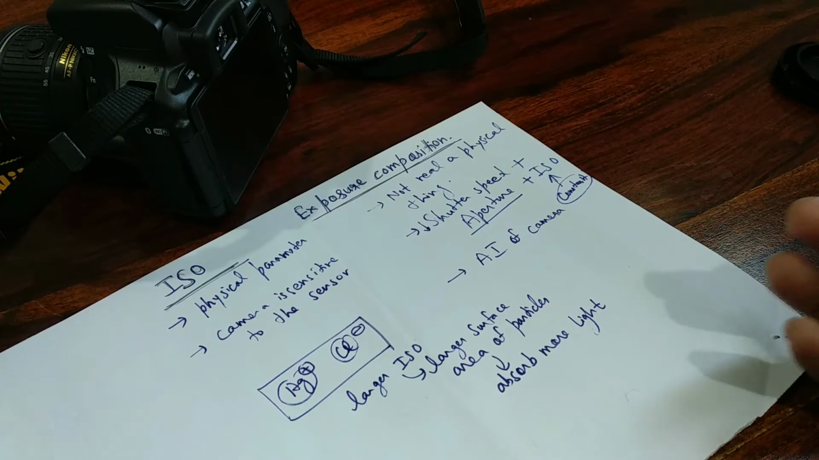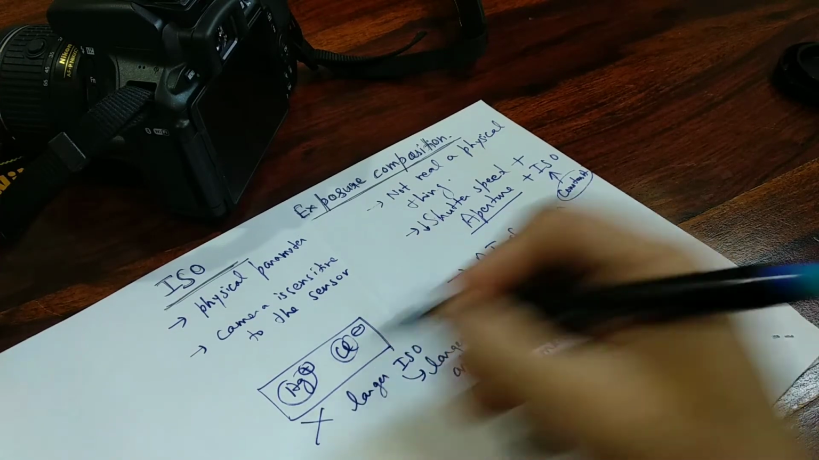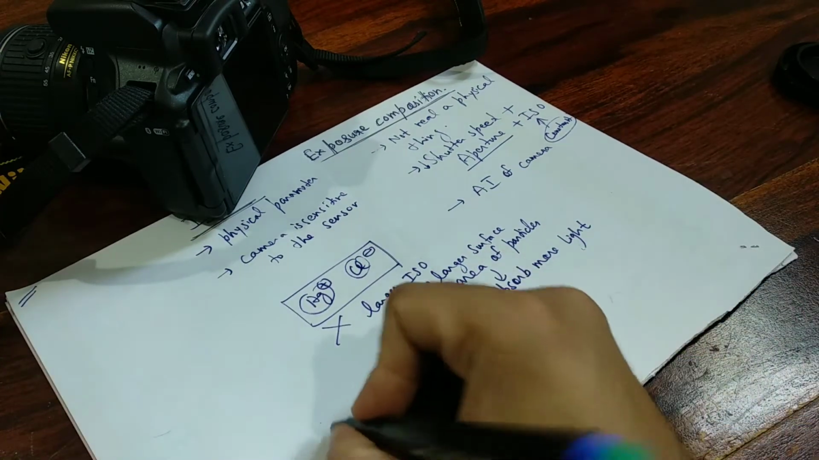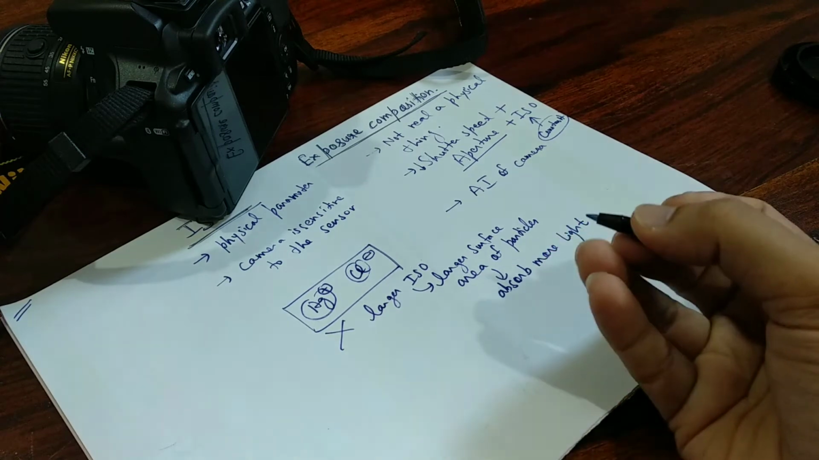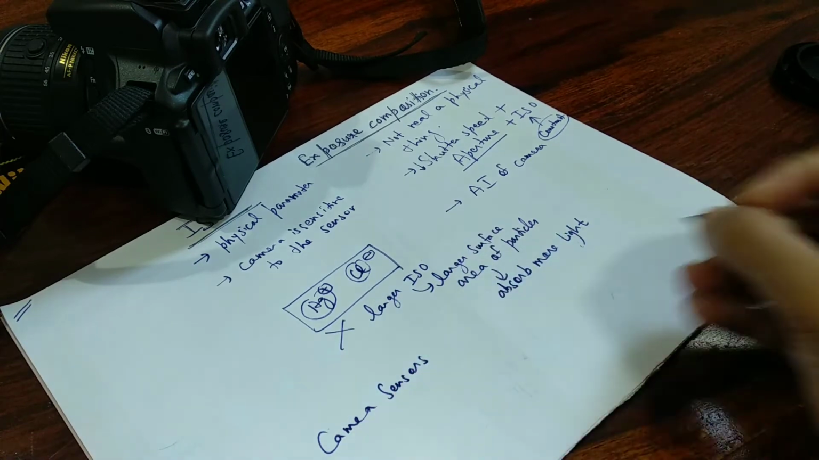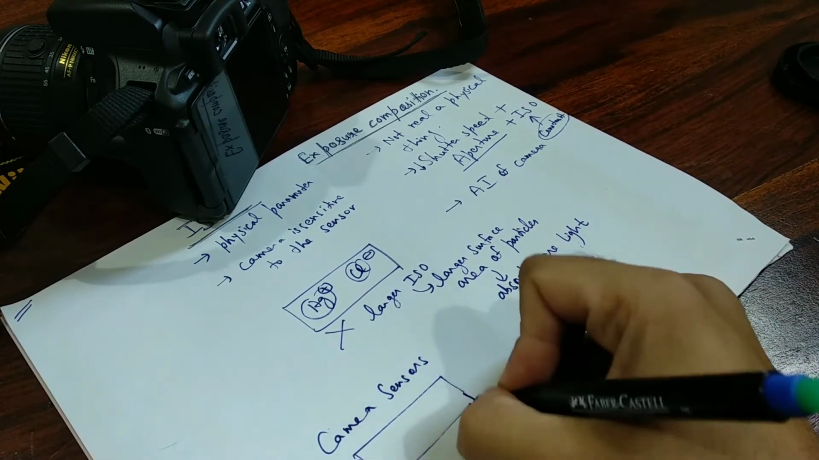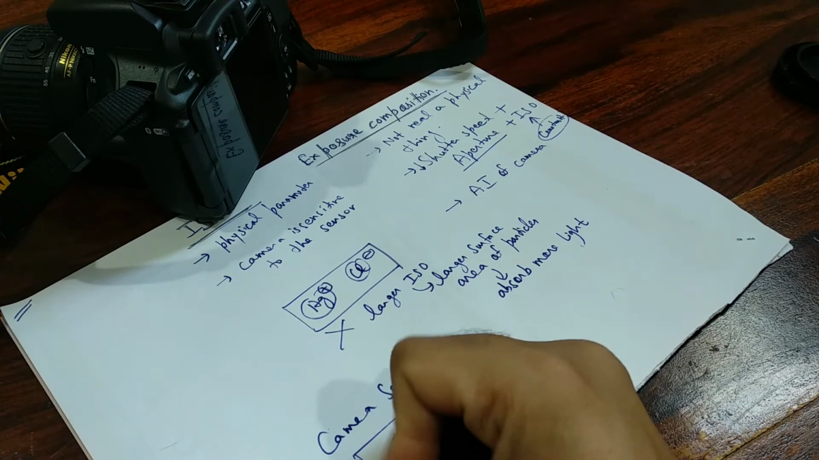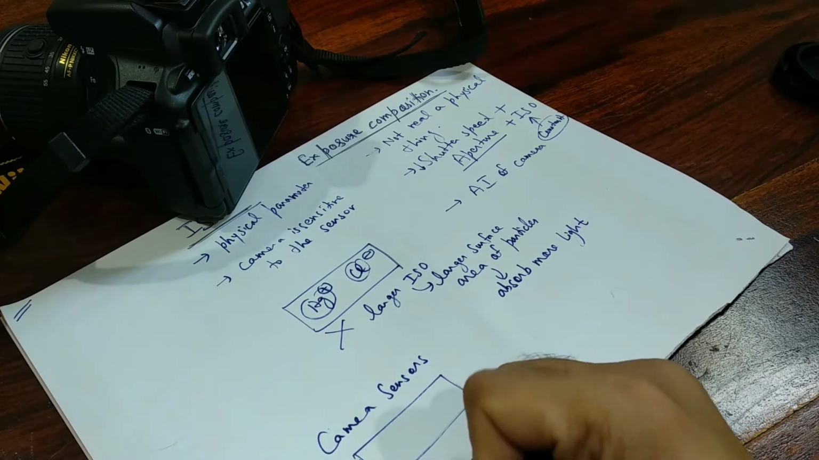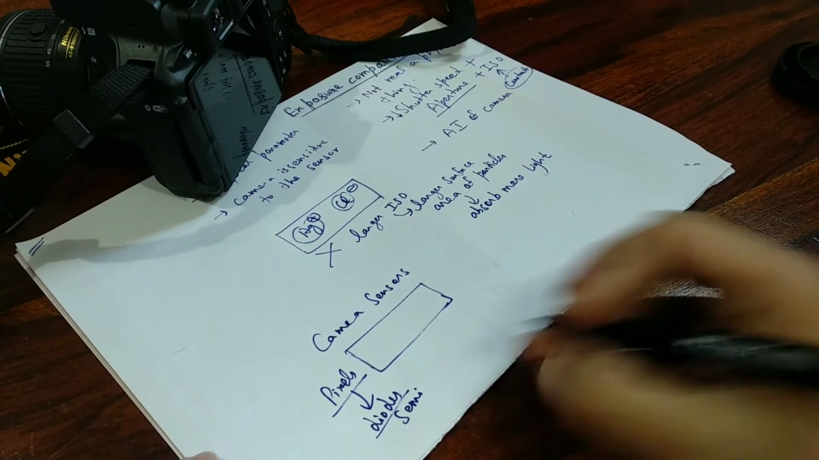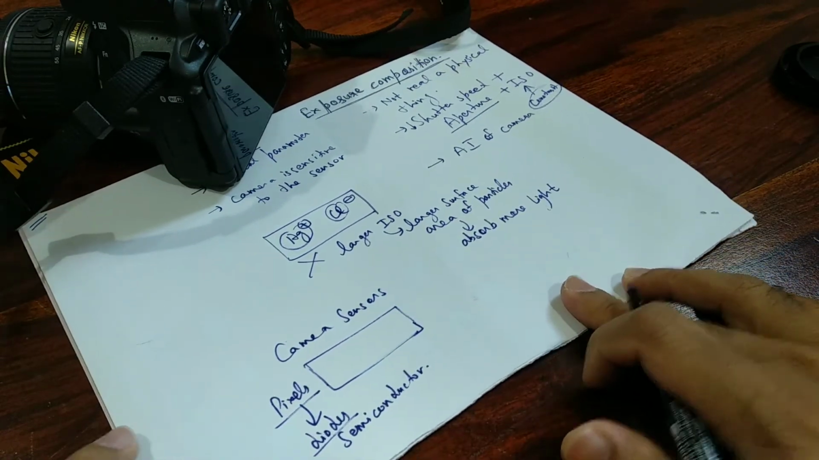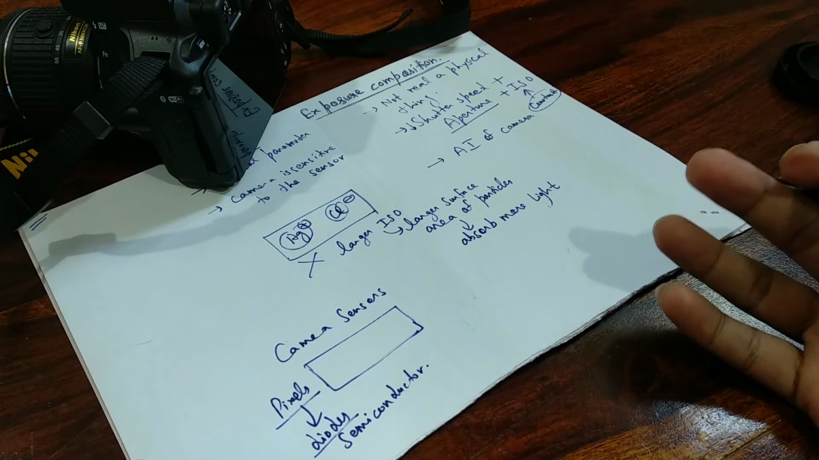But when the digital camera came, this was no longer there because we were not into manual photography. But in digital photography, this is also almost similar. You have these camera sensors, which are actually made of pixels, which are nothing but a lot of semiconductor diodes, and these diodes are the ones which actually play a role in the ISO.